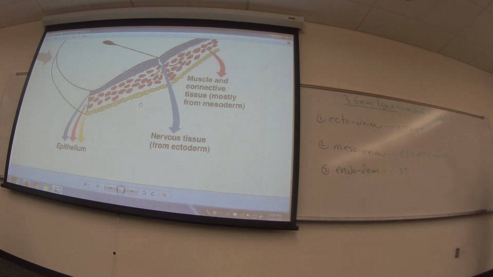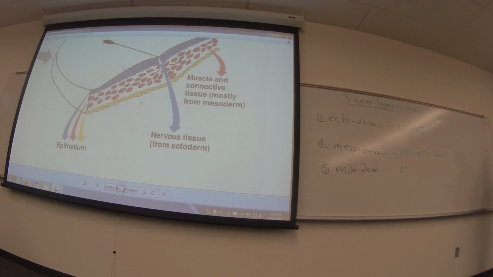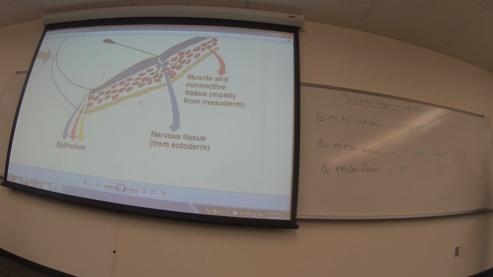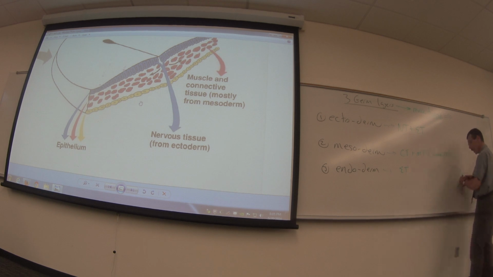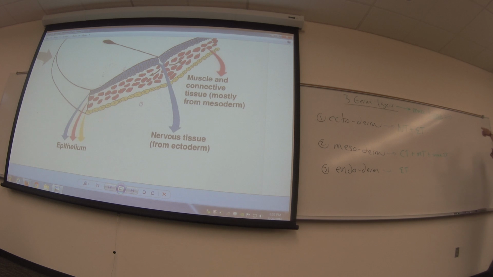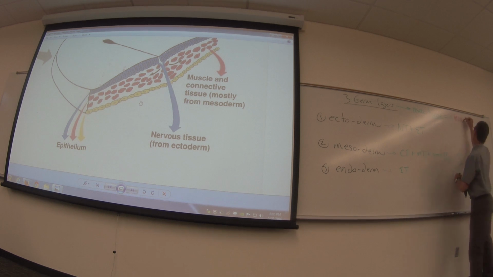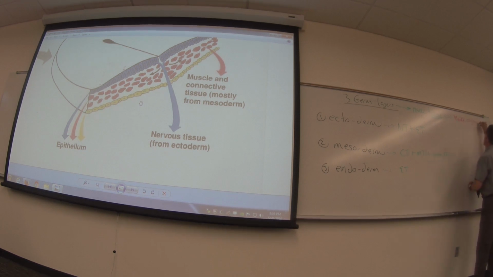So the 3 layers are differentiating into different tissues of the body. All right? So all 3 make some epithelial, 1 makes nervous, 1 makes connective and muscle. Why do I need tissues? What are tissues for? Organs. So the next thing I'm going to do once I have tissues is I'm going to start making me some organs. So after I make the tissues, I'm going to make the organs from that.